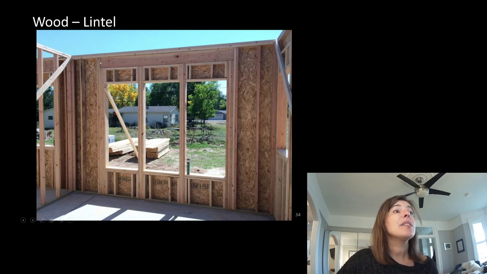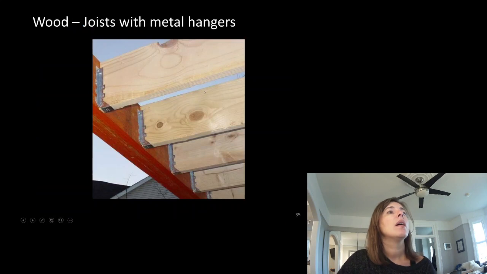Here's a long lintel. So you can see that we've got a big stud here and studs here, and a continuous lintel, so that this is just a little bit of infill right here. Wood joists with metal hangers. So these look like a 2x8 with a joist hanger connected into the side of this LVL beam, and the tops all align.